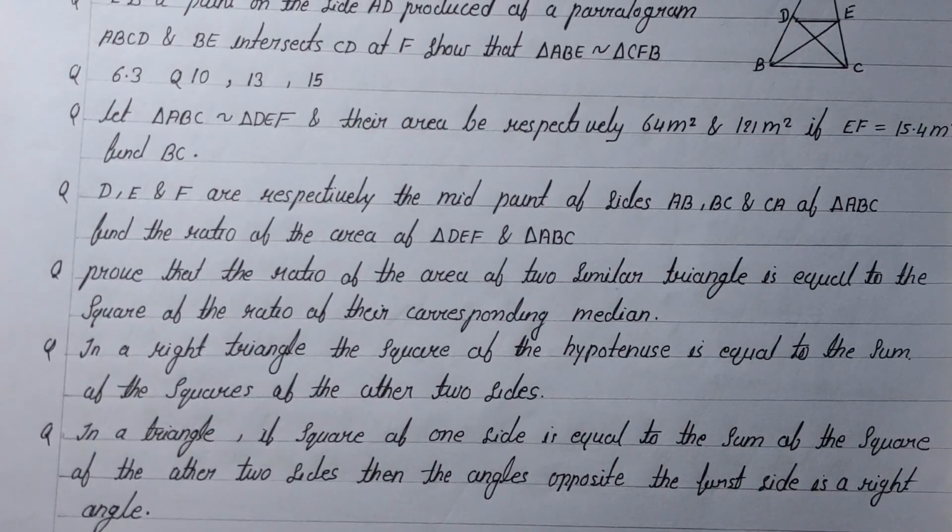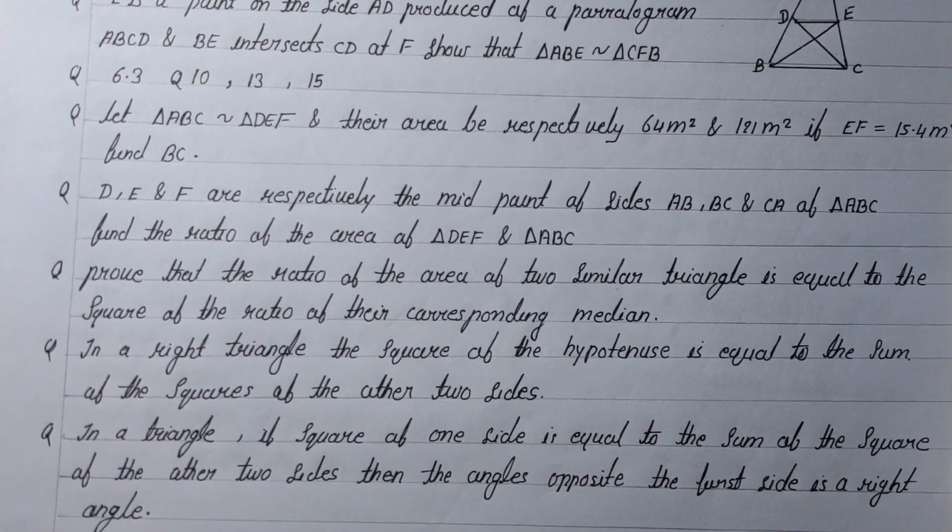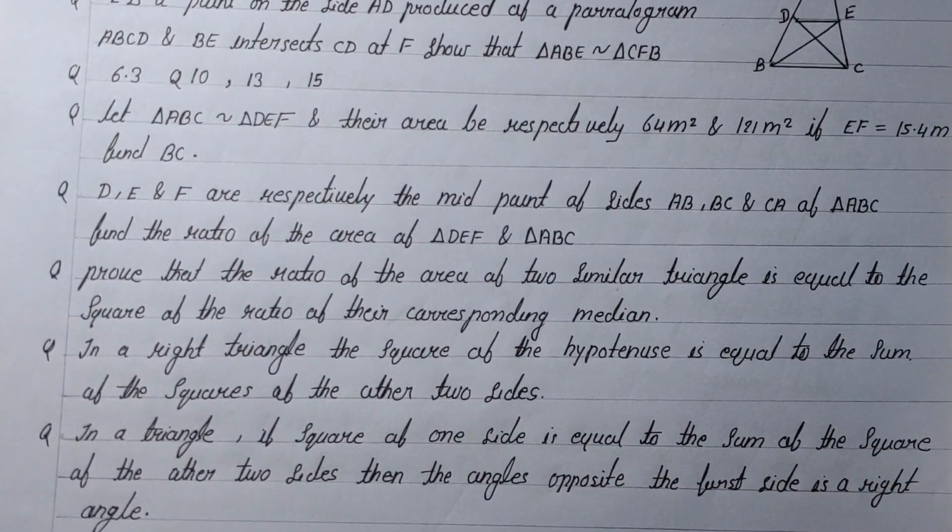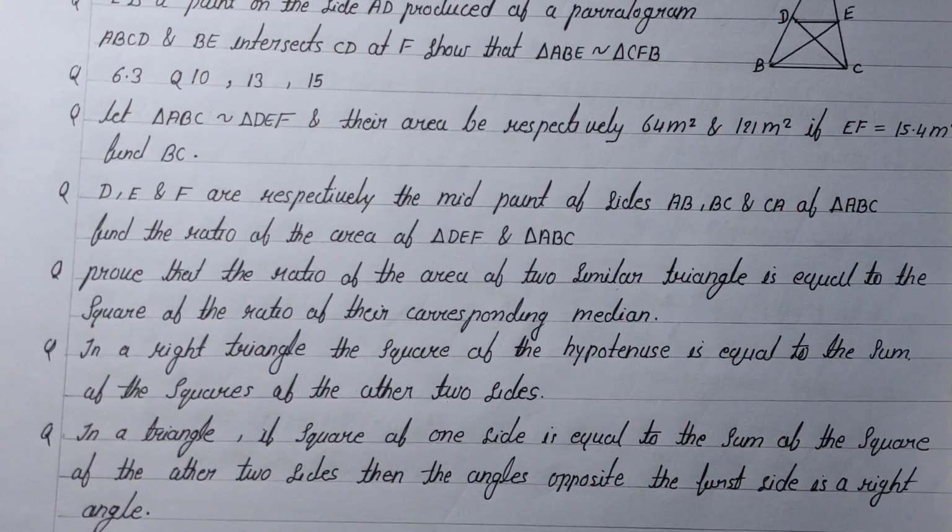Next, D, E and F are respectively the midpoints of the sides AB, BC and CA of triangle ABC. Find the ratio of the area of triangle DEF and triangle ABC. Next, prove that the ratio of the areas of two similar triangles is equal to the square of the ratio of their corresponding medians. Next, in a right triangle, the square of the hypotenuse is equal to the sum of the squares of the other two sides.